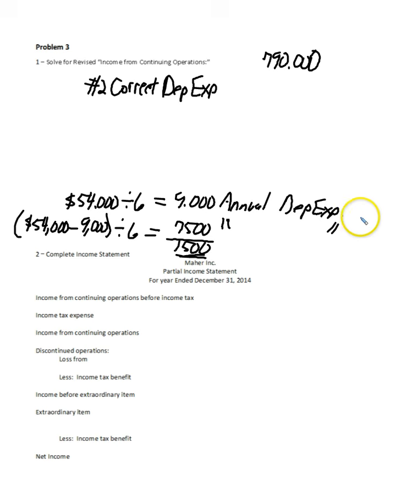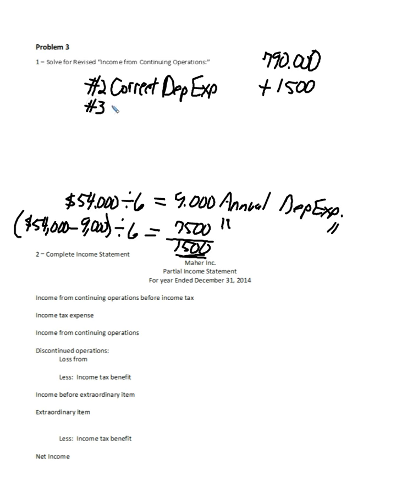So to arrive at net income, they subtracted $9,000, and they should have only subtracted $7,500, right? Expenses decrease income. So they subtracted too much. So to correct this, we'll add the $1,500 back. Okay. All right, number 3.